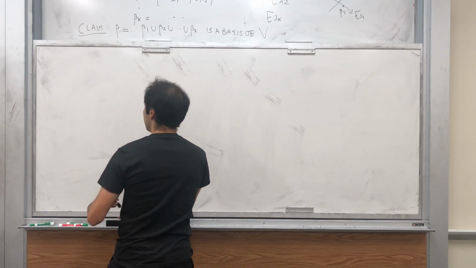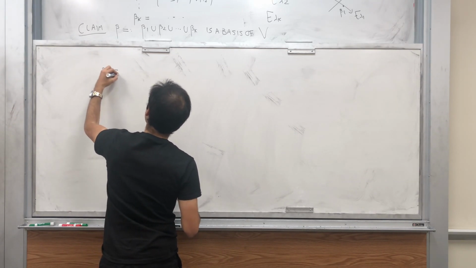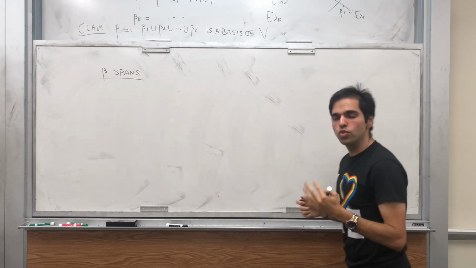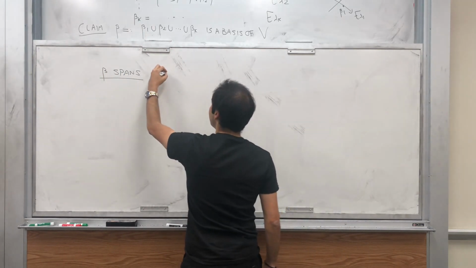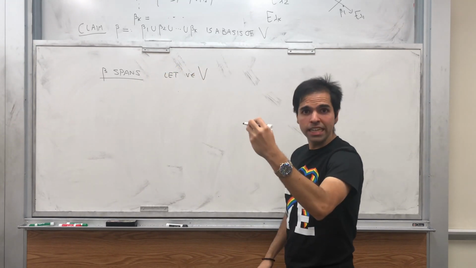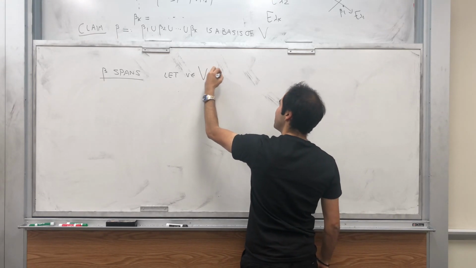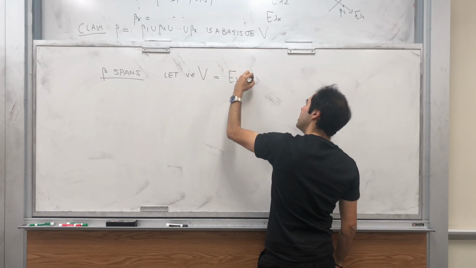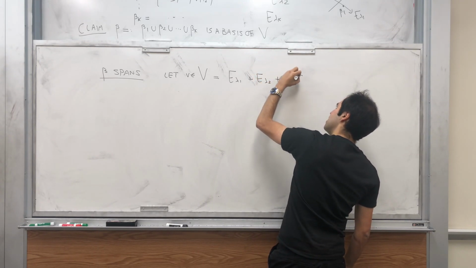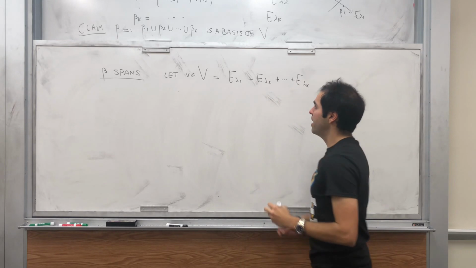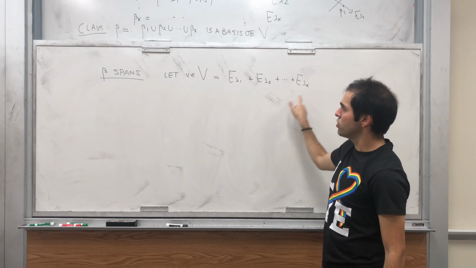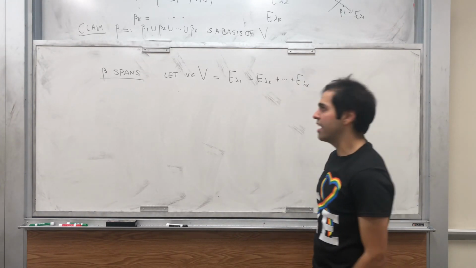Okay, so first of all, let's show beta spans. And this is a beautiful exercise in just using the definition of direct sum. So let v be in V. And remember, V is the direct sum of the eigenspaces. So in particular, it is the sum of the eigenspaces E of lambda 1 up to E of lambda k. Then what this means is v is the sum of vectors, each of them being in that eigenspace.